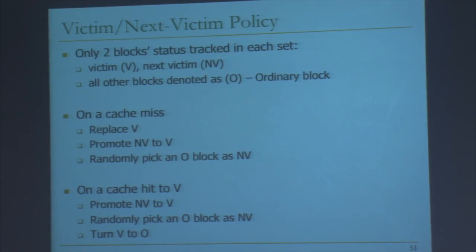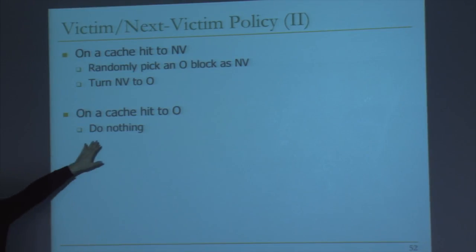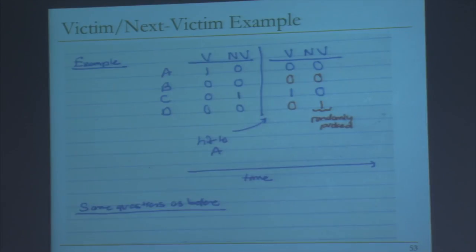Well, too bad. Okay. On a cache hit to next victim, you randomly pick an ordinary block as next victim and turn the next victim into an ordinary block, because you don't want it to be evicted next. And victim remains the same in this case. And on a cache hit to an ordinary block, you do nothing, because you've probably selected the next victim and victim reasonably. Okay? And this shows you an example over here.